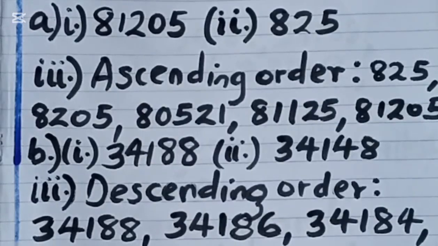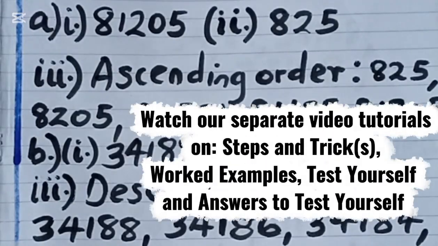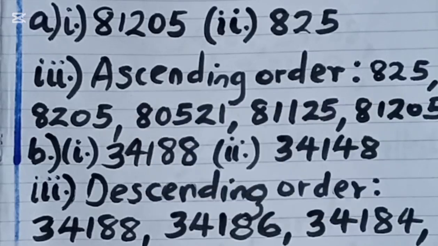In the answers to the test yourself section of comparing whole numbers, for the A part, the biggest number is 81205 and the smallest number is 825. The numbers are arranged in ascending order of magnitude. The descending order of magnitude is the reverse of the ascending order. For the B part, the biggest number is 34188 and the smallest number is 34148. The numbers are arranged in descending order of magnitude. The reverse order gives the ascending order of magnitude.